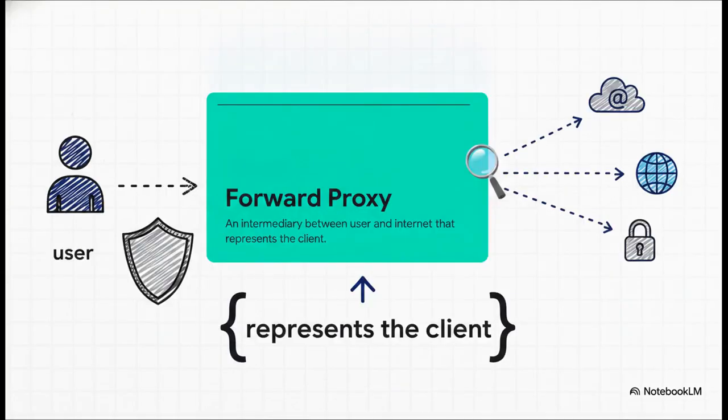Now, within this proxy world, there are two main architectures. Let's start with the forward proxy. This sits squarely between the user and the broader internet. And here is the absolute key takeaway you need to remember. A forward proxy represents the client. It completely controls all outbound communication, acting entirely on behalf of the user to the outside world.